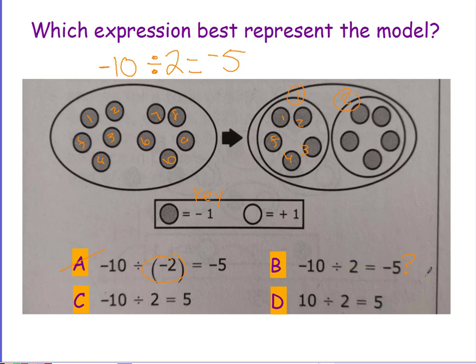Maybe. I still have to look at my other answer choices. Negative 10, yes. Divided by negative 2, yes. Positive 5, no. Because I know that a negative times a positive needs to equal a negative. And D, positive 10 divided by positive 2 equals a positive 5. No. This should be a negative 10. So my answer is a B. Again, make sure you show your work. Make sure you are proving why B is the answer choice that you chose.